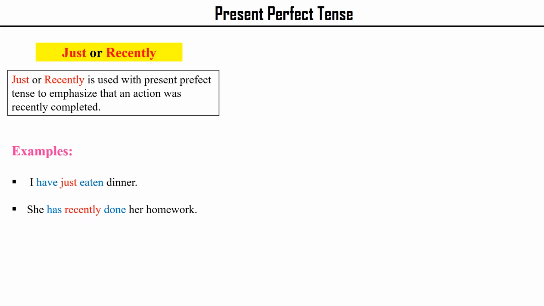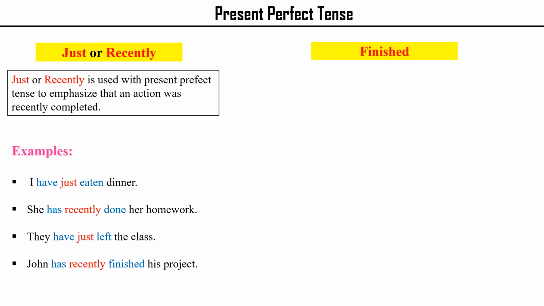Or she has recently done her homework. Maybe 30 minutes ago, maybe 5 minutes ago, maybe 10 minutes ago, or maybe a short moment ago. She has recently done her homework. It emphasizes that an action has recently finished in the past. They have just left the class. Or John has recently finished his project, etc.